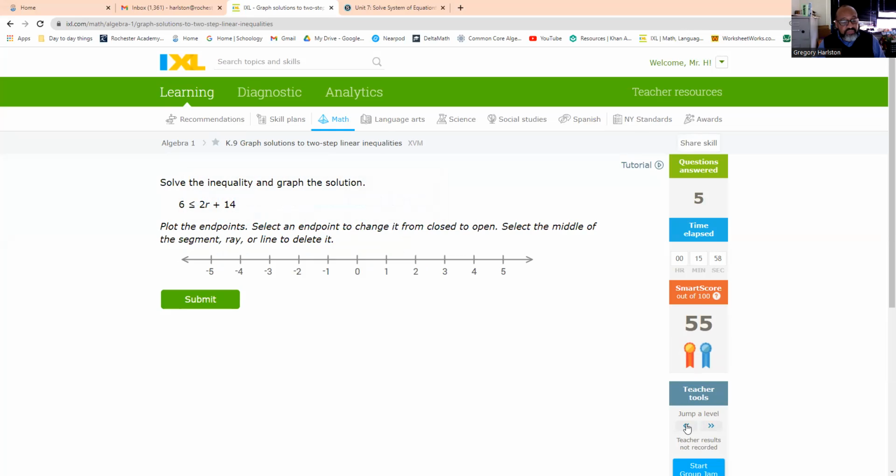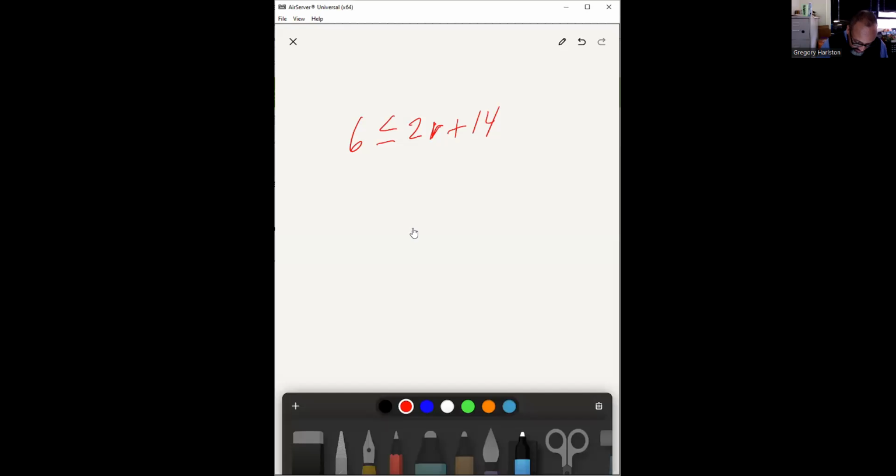All right, so now, remember, I like to have the inequality on the left-hand side. So let me share my iPad. All right, so here, I'm going to rewrite this. I'm going to rewrite it: 2r plus 14 is greater than or equal to 6. Now these are the same thing. I just put the 6 on the other side. So this is saying 6 is less than or equal to 2r plus 14, which is the same thing as saying 2r plus 14 is greater than or equal to 6.